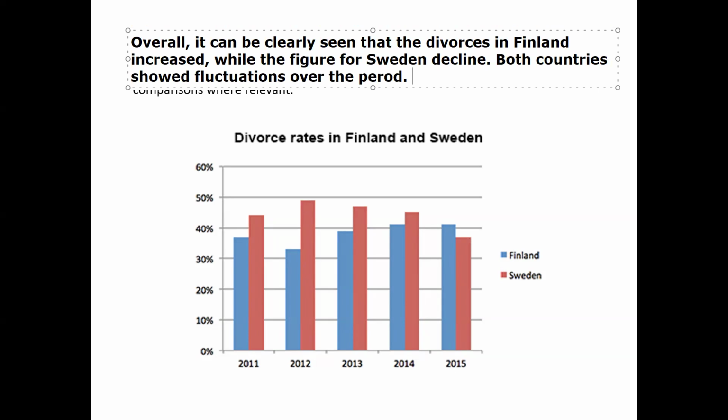On one side, you wrote that the divorces in Finland increased, in the second form, and for Sweden you wrote the first form, decline. Okay, write down decline, not declined, because it's in the past, right? Exactly. So we need to write down past forms, not present.